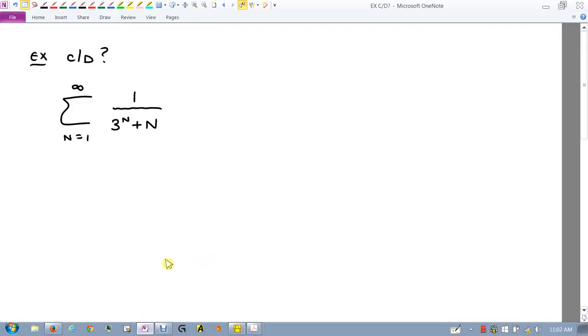So on this one, again, let's look at what the long-term behavior would be. If n got very big, the 3 to the n would overpower the n, wouldn't it? I mean, n gets big also, but 3 to the n gets big a lot faster. So I'm thinking that the 1 over 3 to the n might be a better candidate, but we need to know what 1 over 3 to the n does.